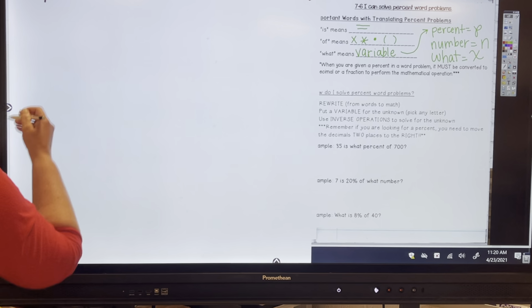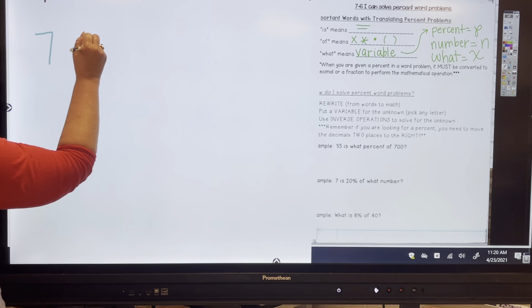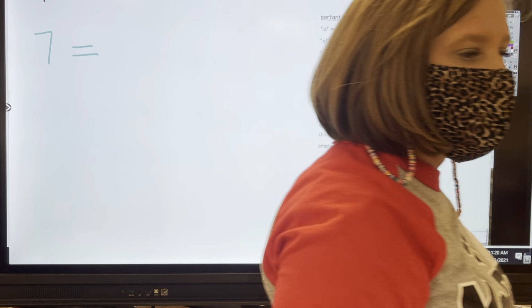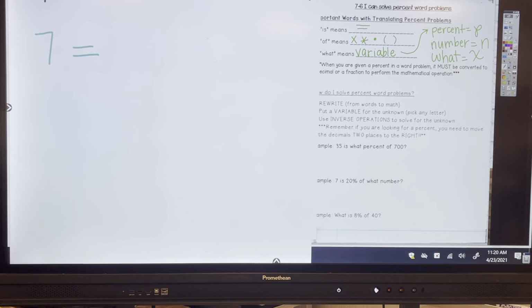What does is mean in math? Equals. Now, 20% is where it gets a hair bit tricky. So, what do I need to put for 20%? 20%, but can I use it as a percent? Yes. No. Look right here. I don't think so.